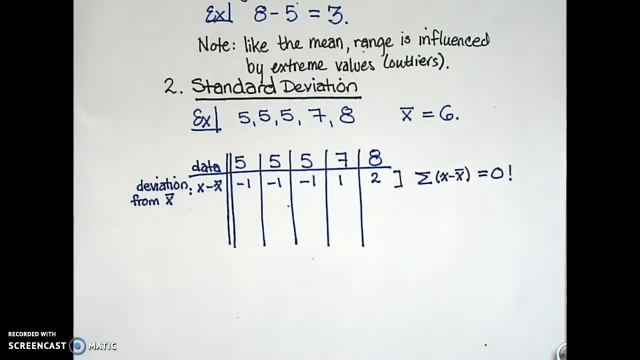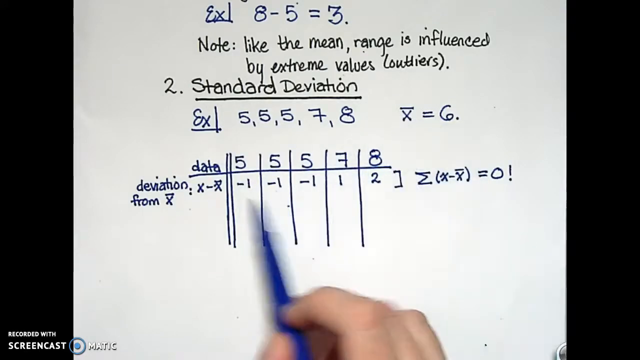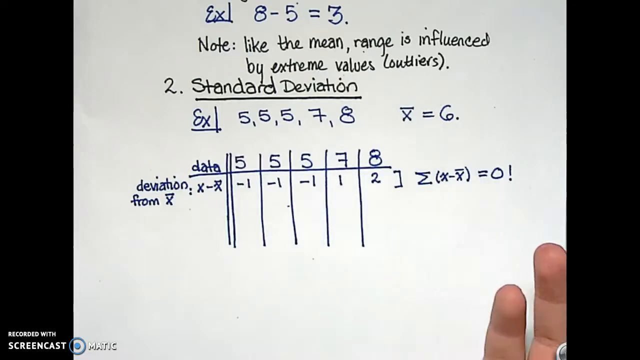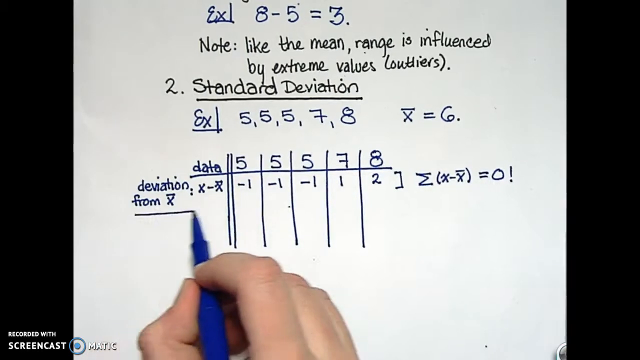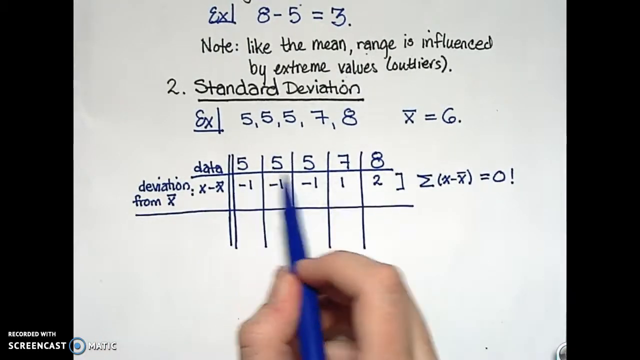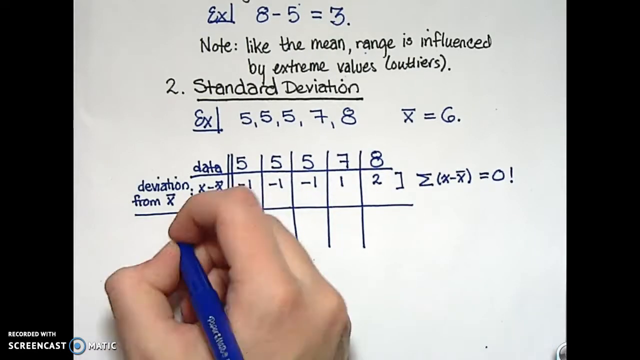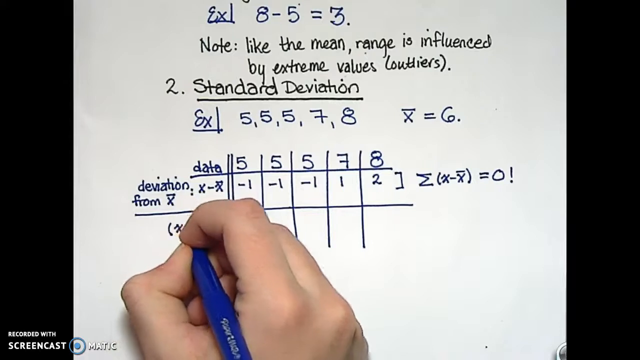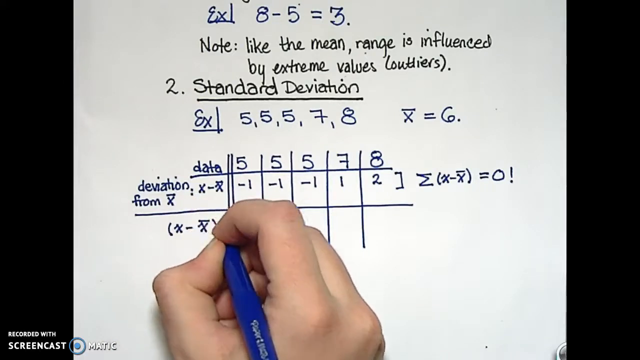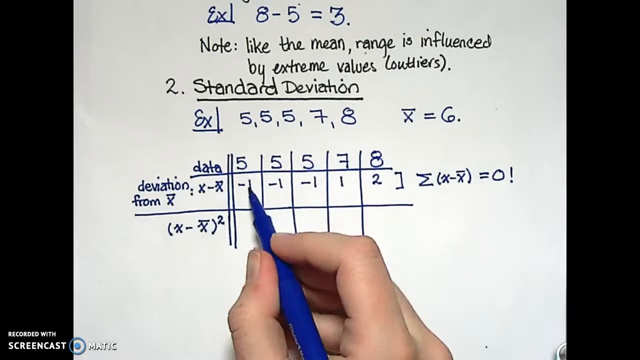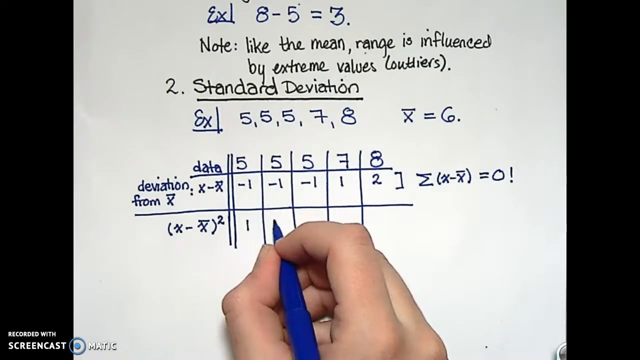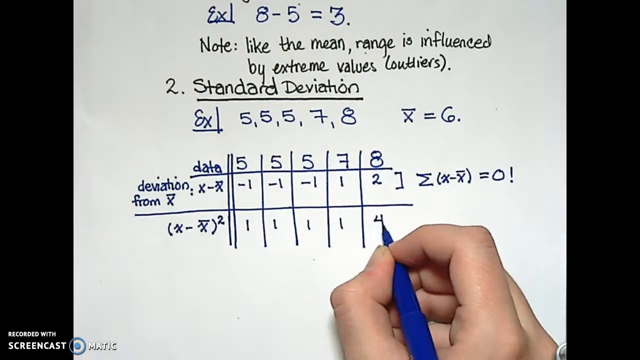Well, that doesn't really help us much. The problem is, by definition of the mean, the negative values will cancel out the positive values. So what can we do instead? What we can do is we can try to make all of these deviations positive. And one way to do so is actually to look at not just the deviation from the mean, but the deviation from the mean squared. So we take all of these values and we square them. 1 squared is 1, and 2 squared is 4.